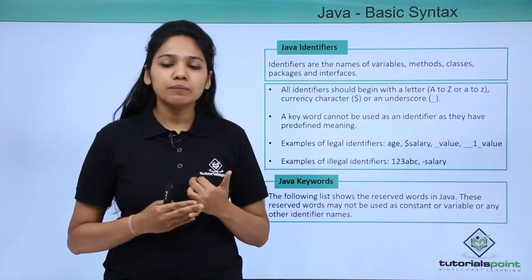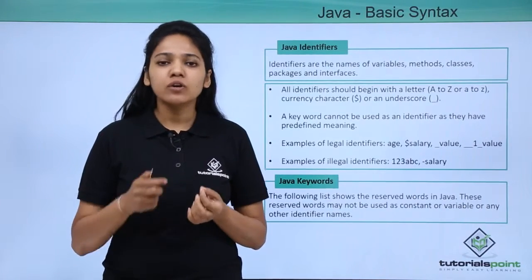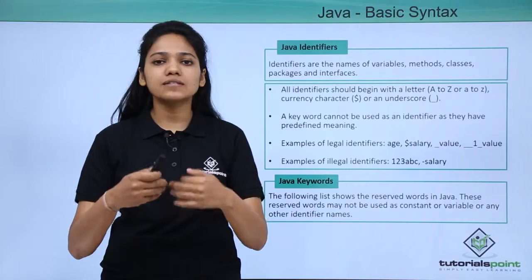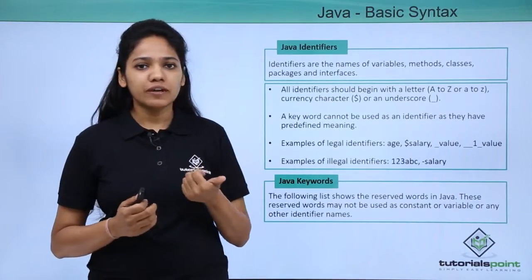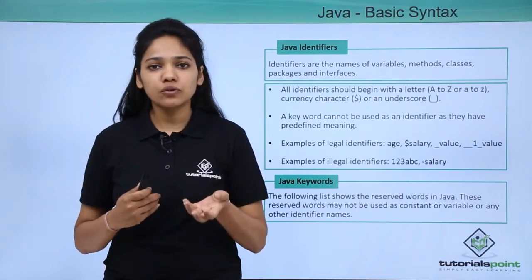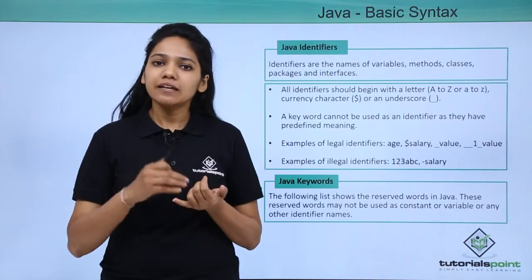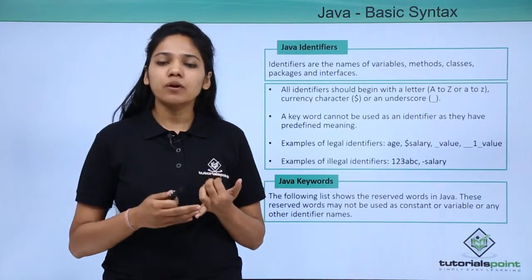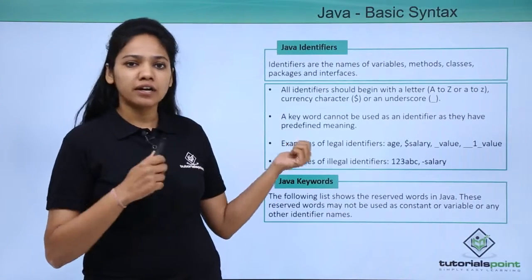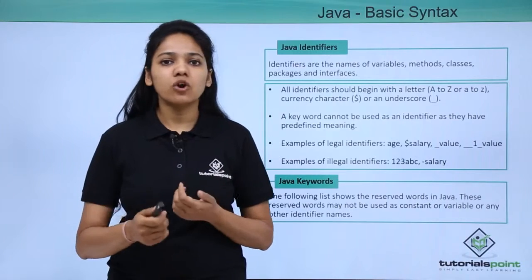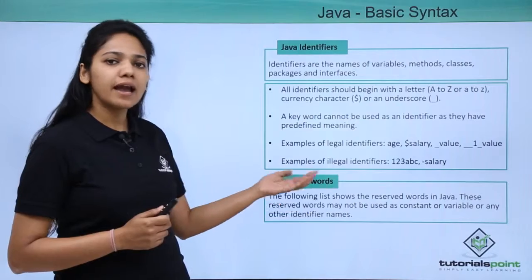But what about these variables, these methods or the classes that you create? The names that you give to all your classes, methods, variables and packages are nothing but identifiers. These identifiers should satisfy certain criteria. What are these criteria? The name should start with an uppercase or lowercase letter A to Z, or start with an underscore or a currency character, the dollar sign. So you have certain examples of valid or illegal identifiers.